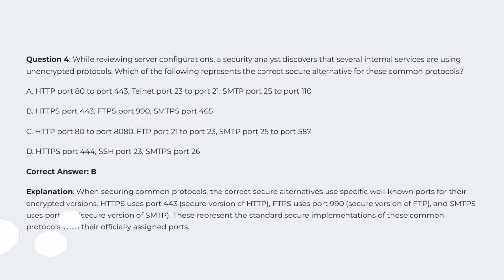Correct answer, B. Explanation. When securing common protocols, the correct secure alternatives use specific well-known ports for their encrypted versions. HTTPS uses port 443, the secure version of HTTP. FTPS uses port 990, the secure version of FTP. And SMTPS uses port 465, the secure version of SMTP. These represent the standard secure implementations of these common protocols with their officially assigned ports.